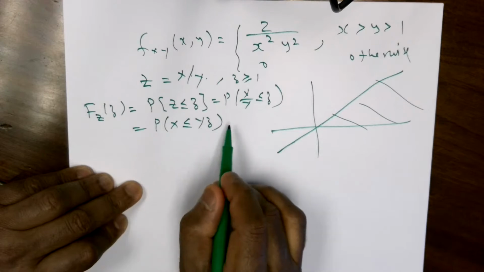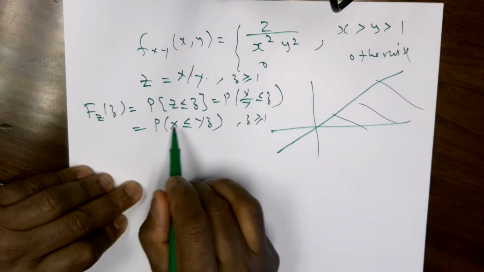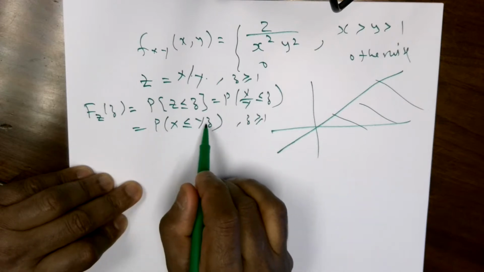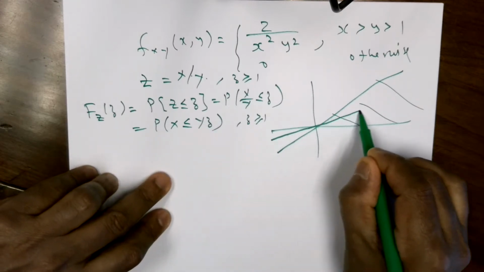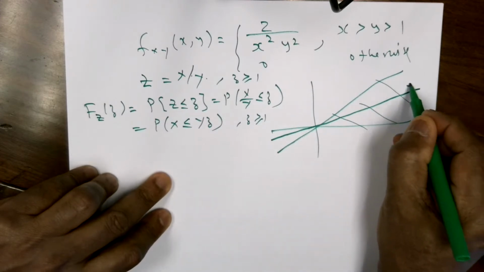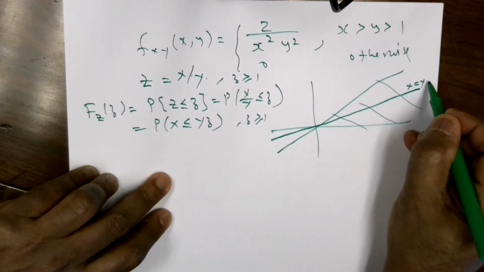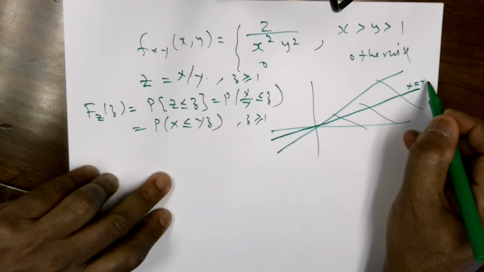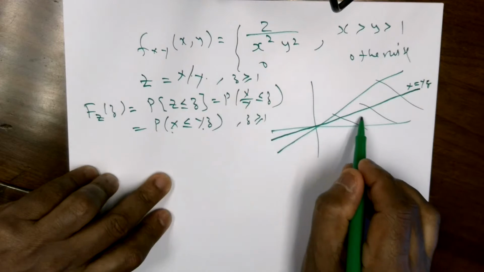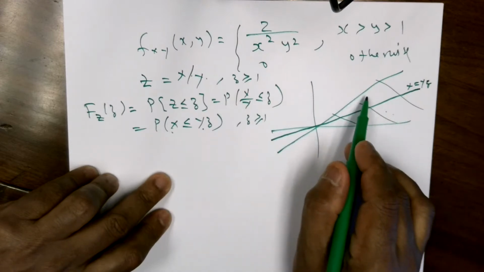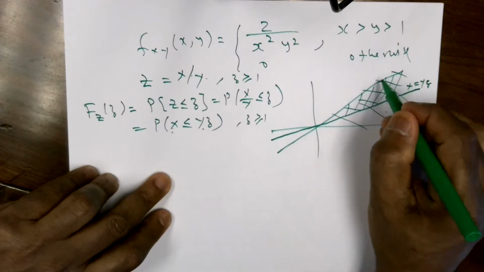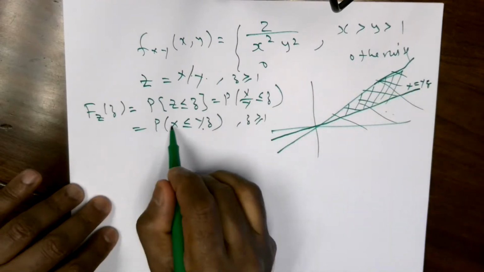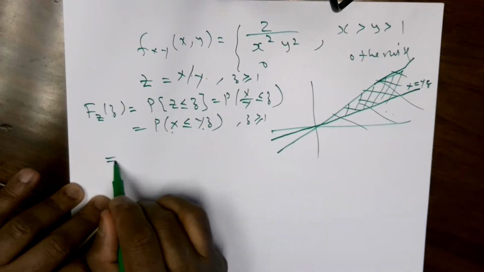So we need to draw the line x is equal to yz when z is greater than 1. Then of course that line would go like this because x is greater than y. So this is x equal to yz. This is the region where x is greater, this is the region where x is less, so we need to integrate out here in this region.